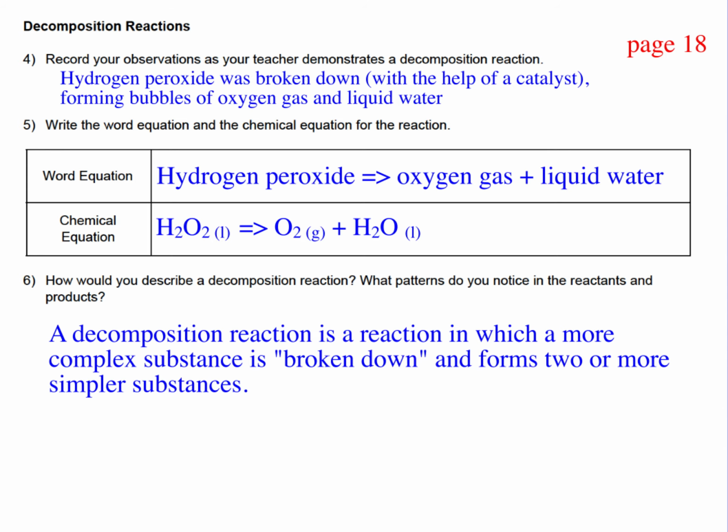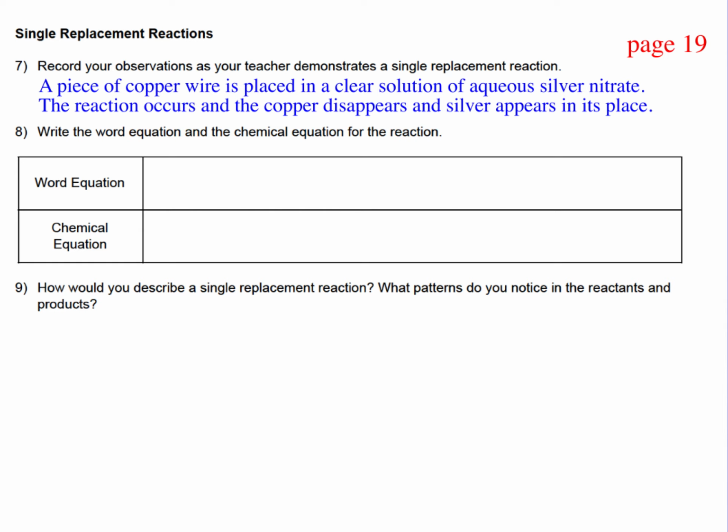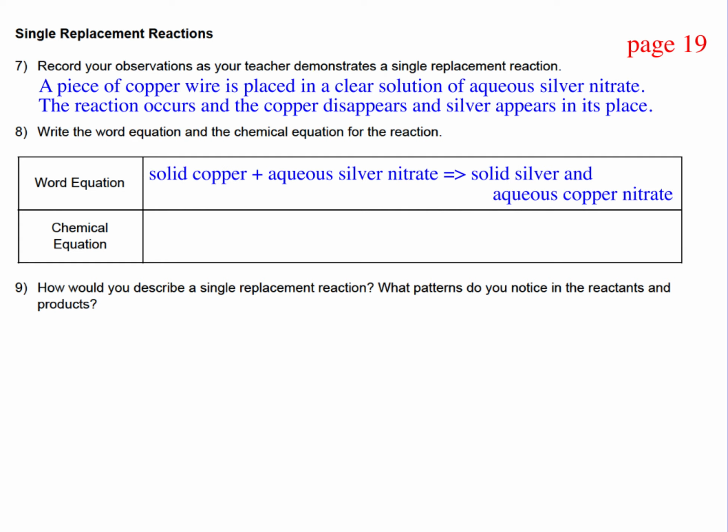All right, so we'll go through and we'll do the other one. We said a piece of copper wire is placed in a clear solution of aqueous silver nitrate. The reaction occurs and the copper disappears and the silver appears in its place. So in this case, a piece of solid copper. So the word equation is solid copper plus aqueous silver nitrate yields solid silver and aqueous copper nitrate.